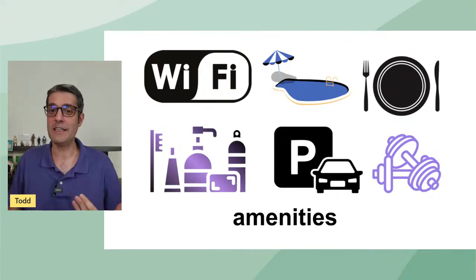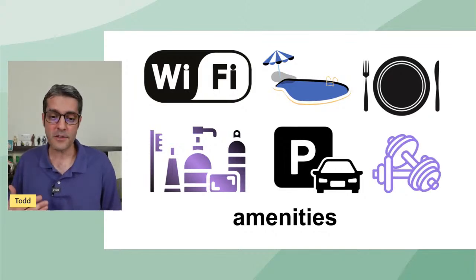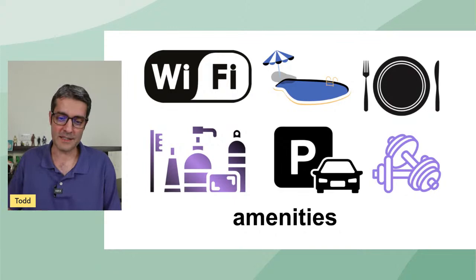Other amenities could be like a restaurant. So most budget or economy hotels won't have a restaurant on site, while more 4-star or 5-star hotels will probably have a restaurant in the hotel that you can go to. Another amenity includes this picture here. We got a toothbrush, it looks like some soap. This would be personal items or toiletries.